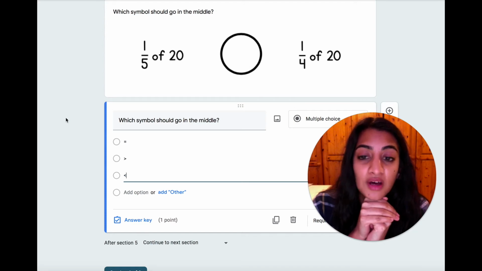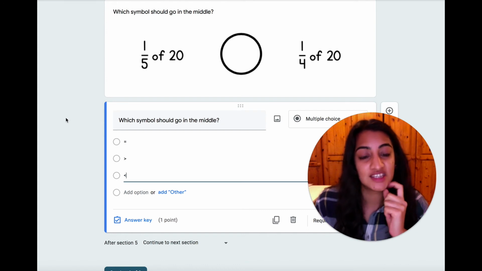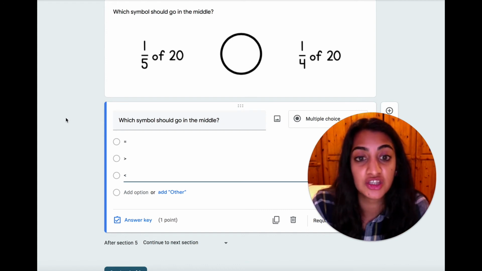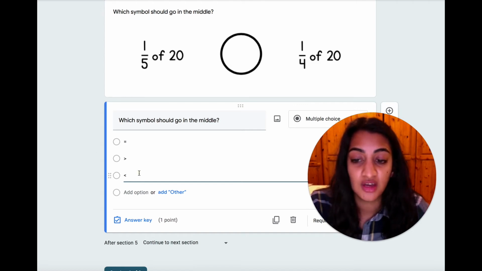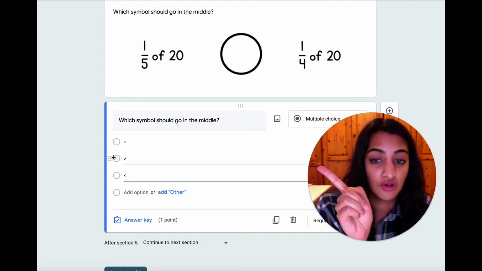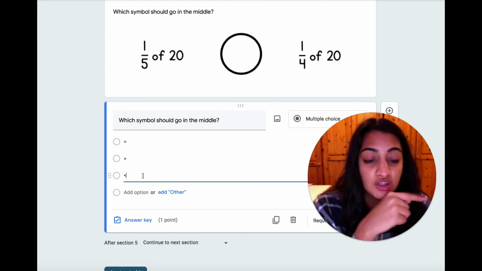And the rule about comparing fractions when you're looking at the denominator is the bigger the denominator, the smaller the fraction. Hopefully you all remember the flow chart that we did in class. The bigger the denominator, the smaller the fraction. So that means the biggest denominator out of these two is the one that's in 1/5, because the denominator is 5. That means 1/5 of 20 is going to be smaller than 1/4 of 20, which is how I know again that this symbol here is going to go in the middle, because the smaller side is pointing to 1/5 and the bigger side is pointing to 1/4.